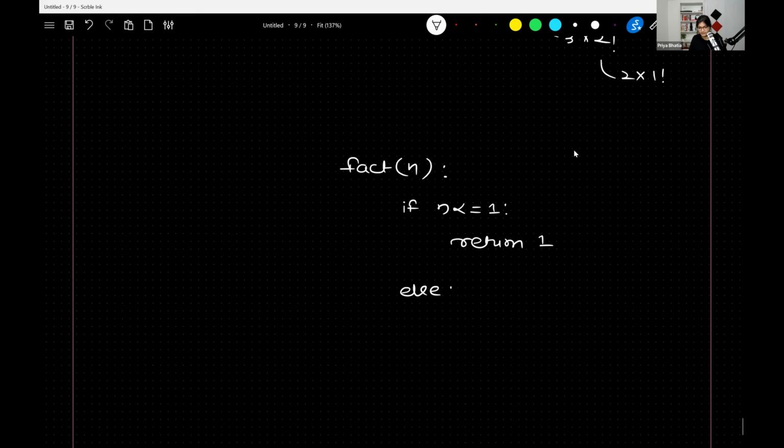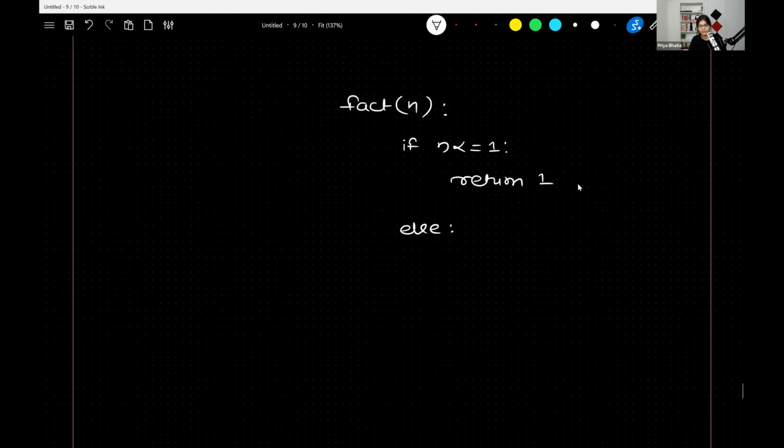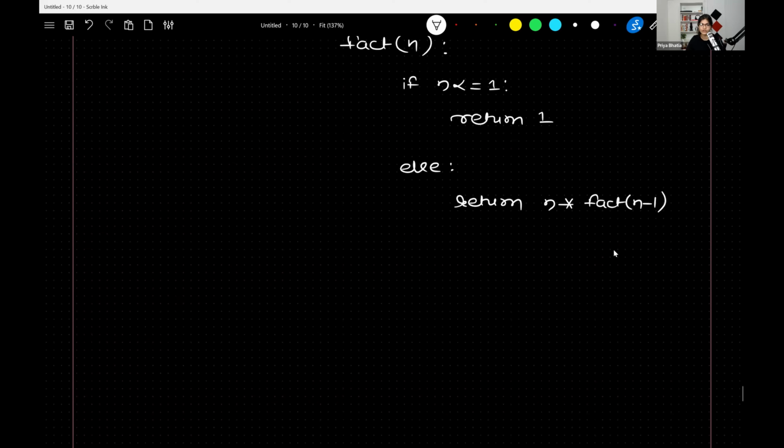Else, this is the important point. Otherwise, what will my factorial be? What I can return as an answer is n into fact of n minus 1. Can I say that, everyone? Yes. n into fact of n minus 1. Because at each and every point, we are trying to reduce our number by 1, by 1, by 1, and so on.